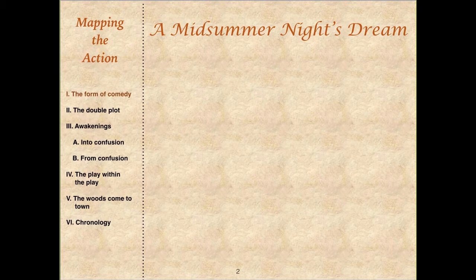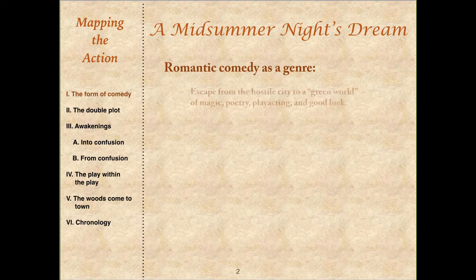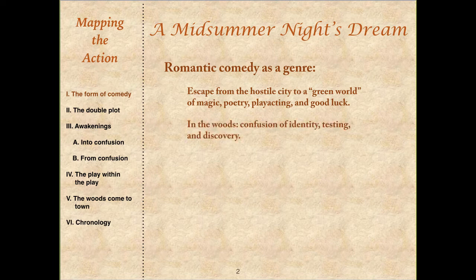Here's the outline that we'll use to map the play's action, and the first thing to notice is that A Midsummer Night's Dream follows the generic pattern of romantic comedy. It focuses on young lovers whose desires are blocked by cruel circumstances, arbitrary laws, or rigid social customs. In Shakespeare's comedies, such lovers flee the city into a green world of magic, poetry, play acting, and good luck. There, the lovers undergo some sort of testing that lets their love prove itself.